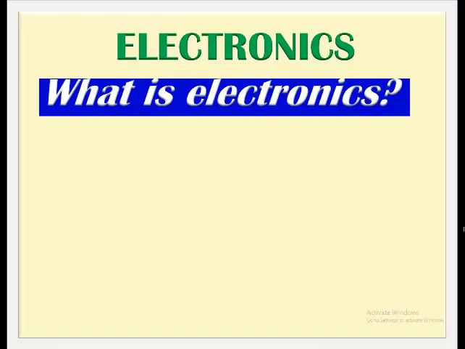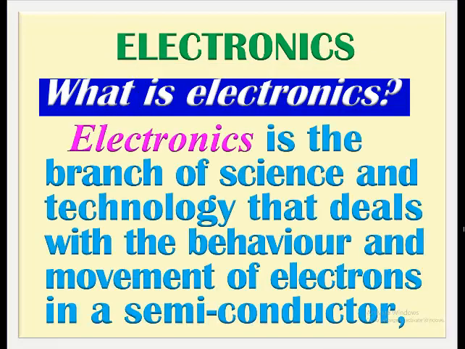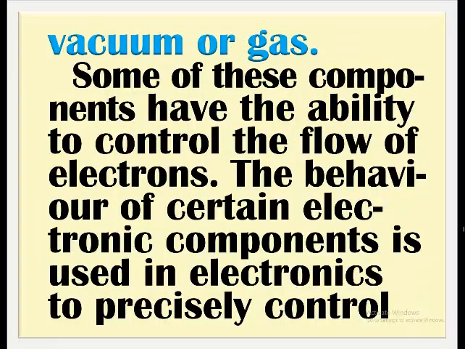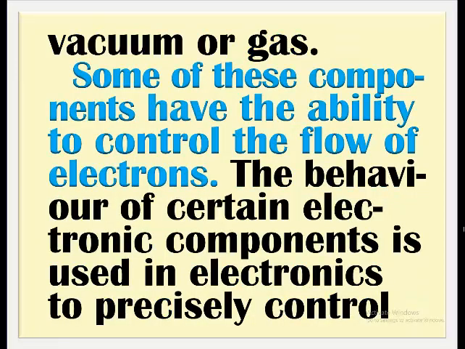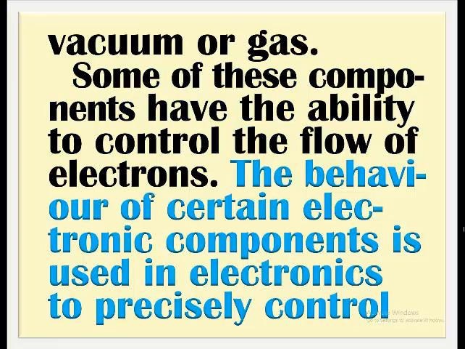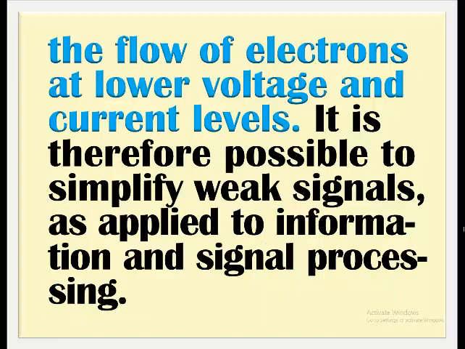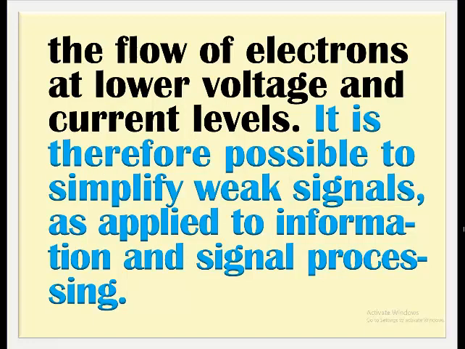Electronics. What is electronics? Electronics is the branch of science and technology that deals with the behavior and movement of electrons in a semiconductor, vacuum or gas. Some of these components have the ability to control the flow of electrons. The behavior of certain electronic components is used in electronics to precisely control the flow of electrons at lower voltage and current levels. It is therefore possible to amplify weak signals as applied to information and signal processing.